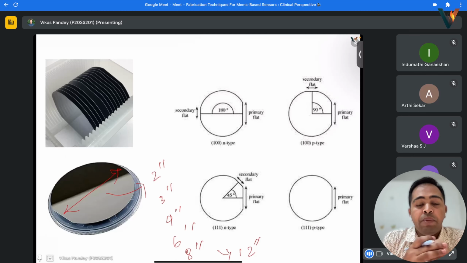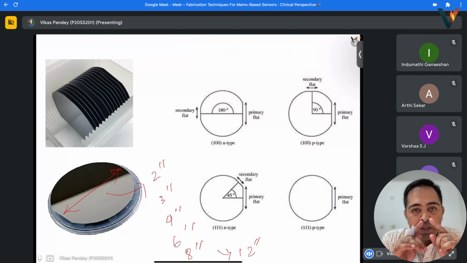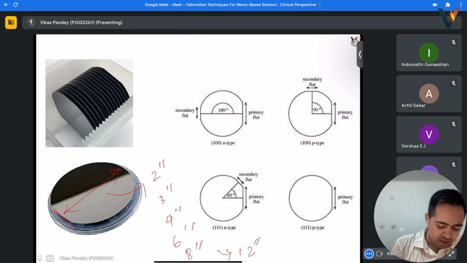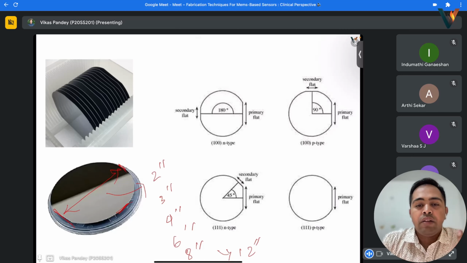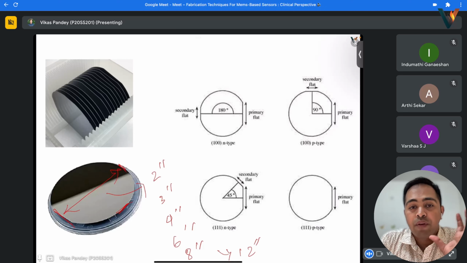They come in circular shape, but there will be some cuts. Like sir was also showing, there are primary cut and secondary cut. There will be a big cut this side, and there can be a small cut here or here. So based on that, you can identify what kind of wafer it is. In general, we use 100 wafer.